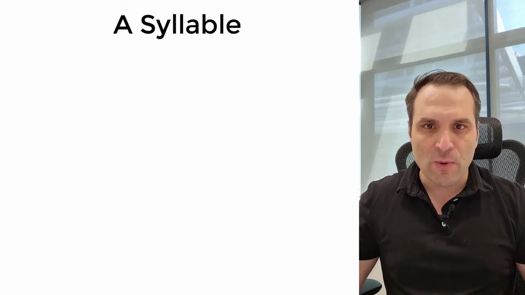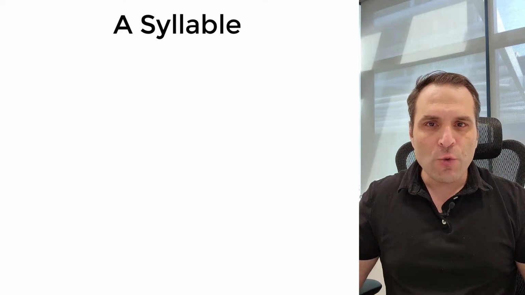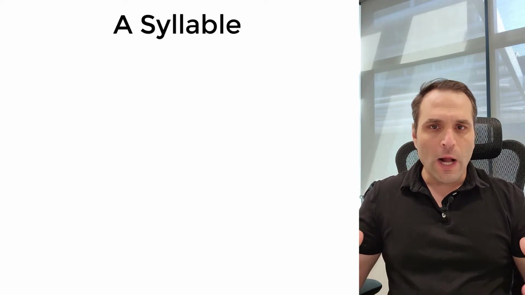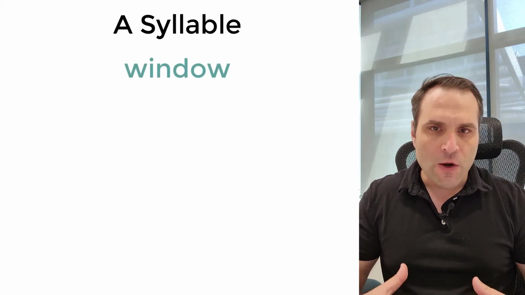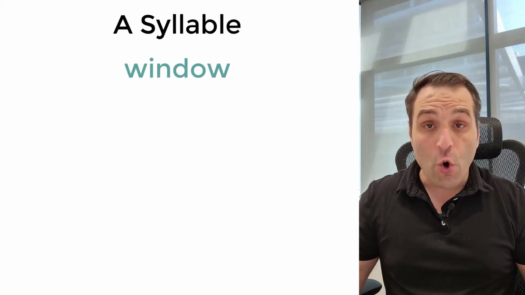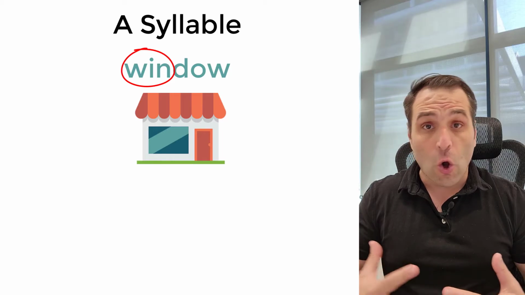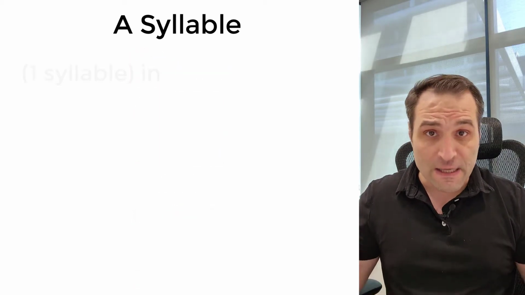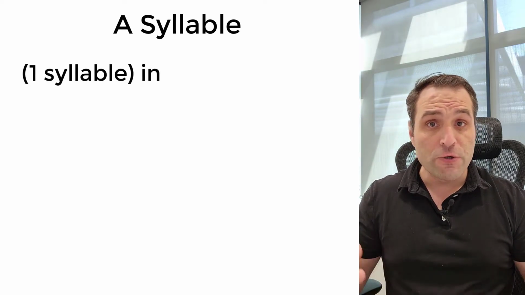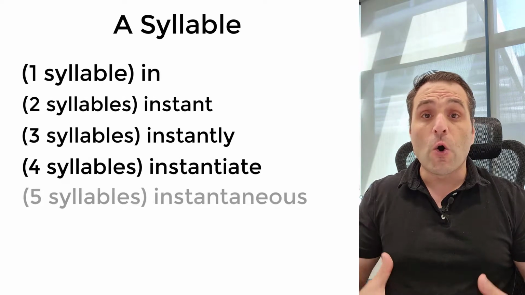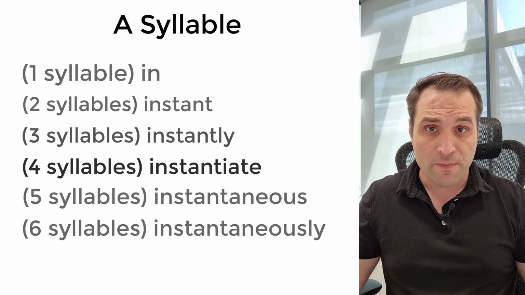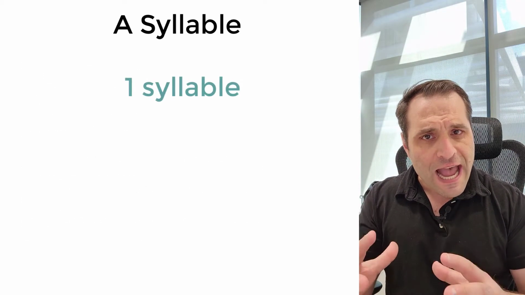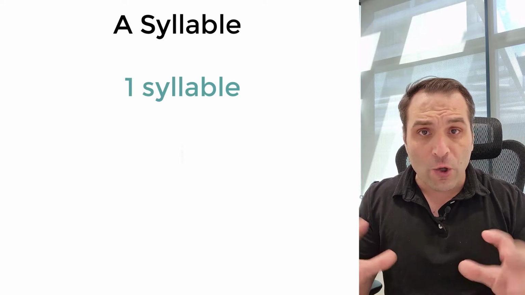So today I'd like to explain the meaning of syllable. What is a syllable? Many students ask me, what does it mean, a syllable? Well, a syllable is one part of a word, or it can actually be the whole word itself. Some words have only one syllable, other words have 2, 3, 4, 5, or 6 syllables. But a syllable has to have one vowel at least.